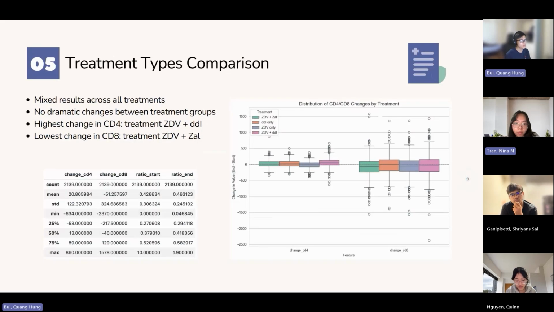Looking at the immune response across all treatment groups, we see mixed results, but overall the treatment appears effective. The mean CD4 counts increased while the mean CD8 counts decreased, indicating a positive immune response. The highest CD4 increase was seen in the ZDV plus DDI group, and the lowest CD8 change occurred in the ZDV plus ZAL group. The CD4 to CD8 ratio showed a small increase from before to after the treatment, although it remained below 1.